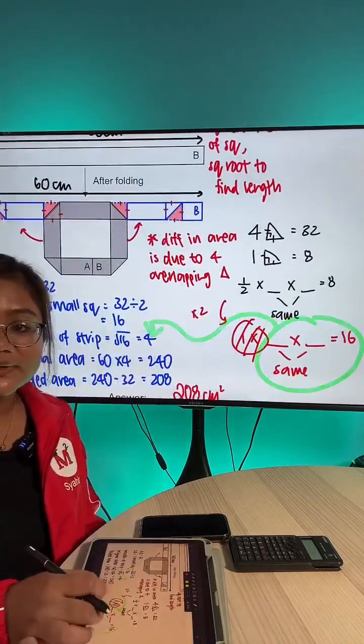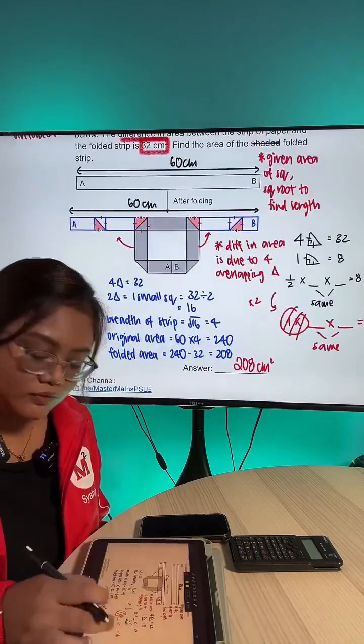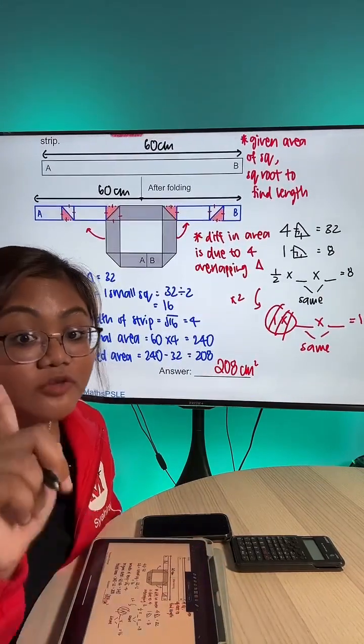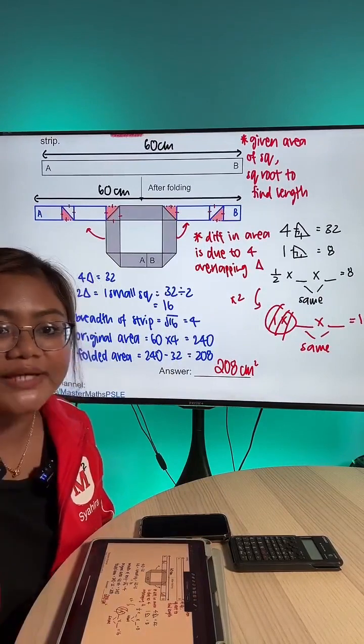Okay, 2 triangles here. Can follow? Okay, that's why I find 2, not find 1, because I want a square so that I can square root.